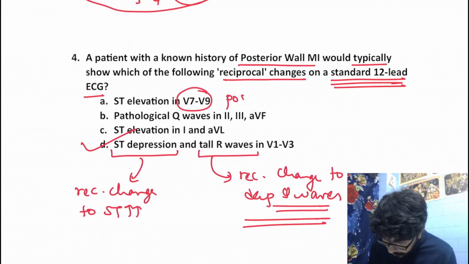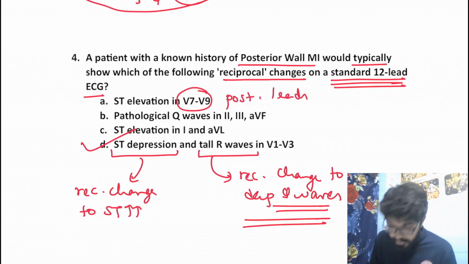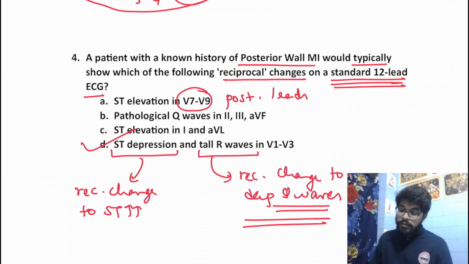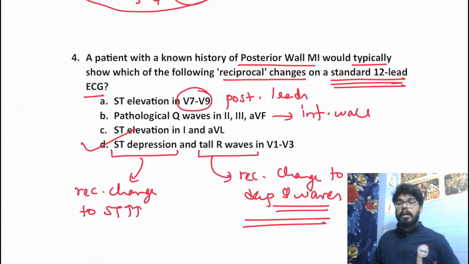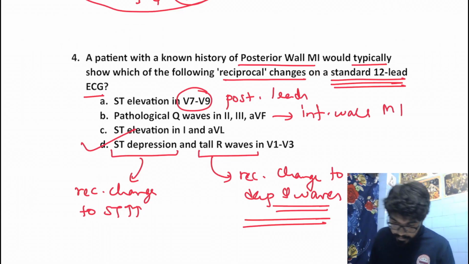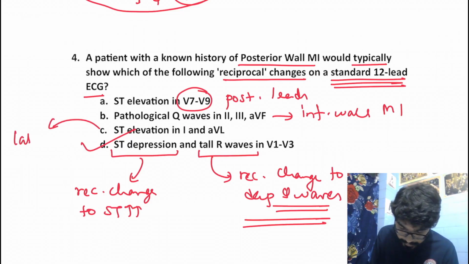Okay. V7 to V9 are extra leads. Pathological Q waves in 2, 3 and aVF are signs of inferior wall MI. 2, 3 and aVF look at the heart from below, so that is inferior wall MI. And elevation in 1 and aVL, again, is lateral wall MI.